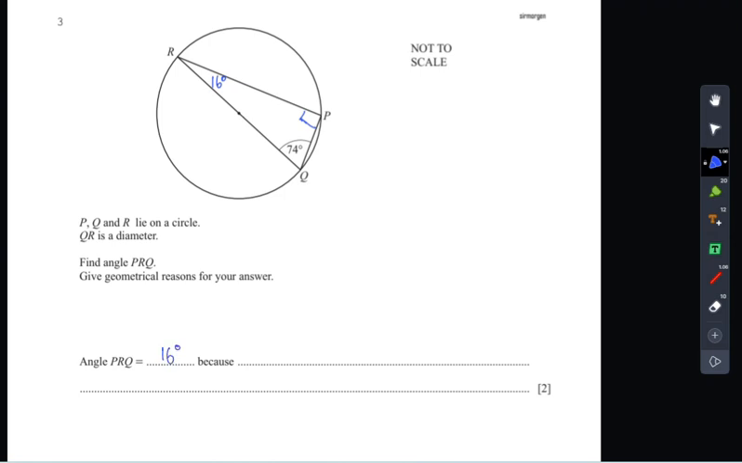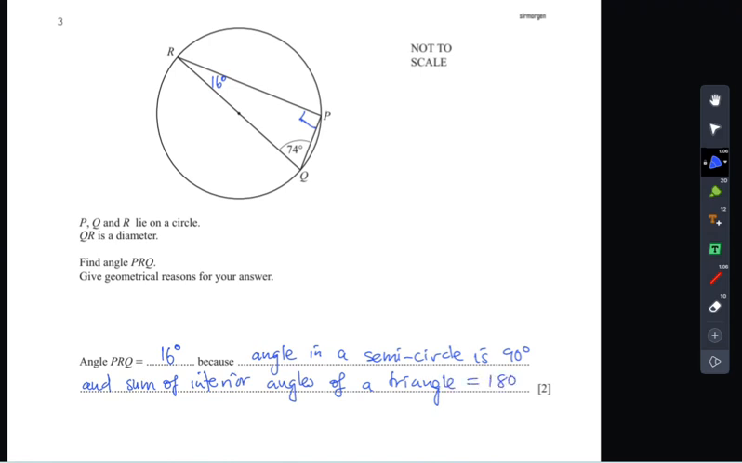What did we use? Right, we used 2 theorems here. Firstly, angle in a semicircle is 90 degrees, and sum of interior angles of a triangle equals 180 degrees. All right, so that's what you basically use there.